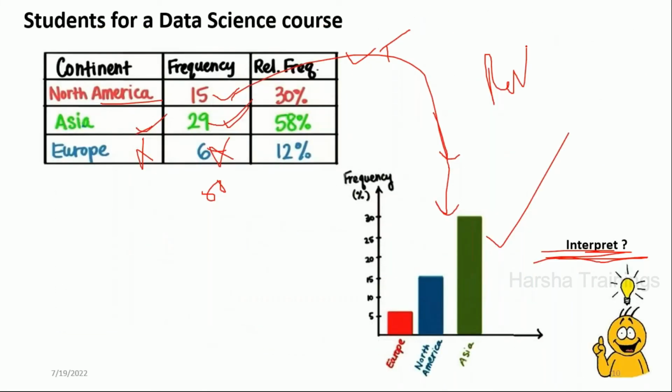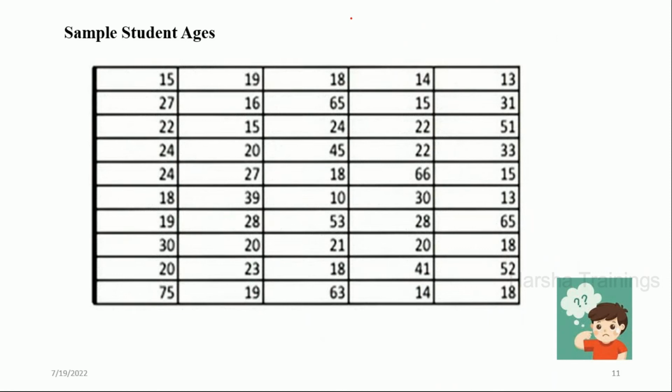Now, if I give you numerical data like this, what is your observation? This is quantitative data, also called numerical data. The second observation is that some numbers are repeating. Now dealing with numerical data is different. You have to take the minimum value and the maximum value.